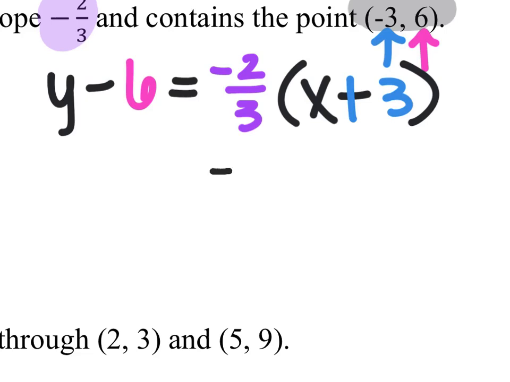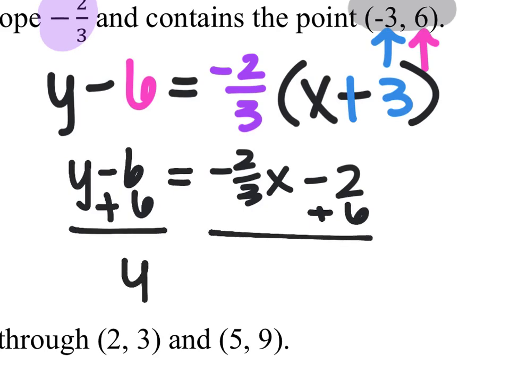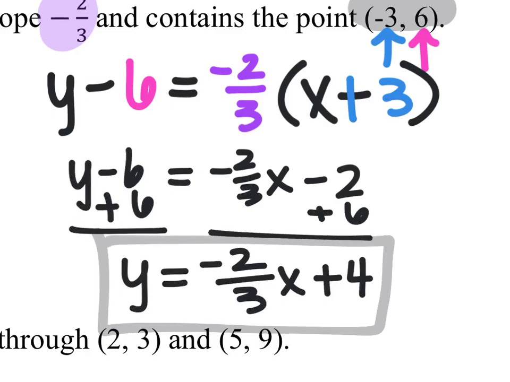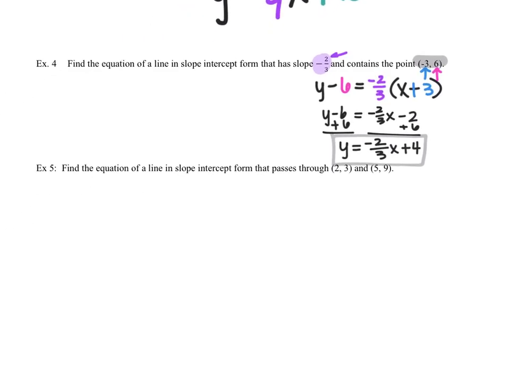So I'm going to get that done. We have -2/3 x minus 2, because -2/3 times +3 gives us -2. And then I still have my y minus 6 over on the left, and I want to add 6 to both sides to isolate y and convert this to slope-intercept form. So I have y equals -2/3 x plus 4. That is my slope-intercept form of the line that has a slope of -2/3 and contains the point -3, 6.